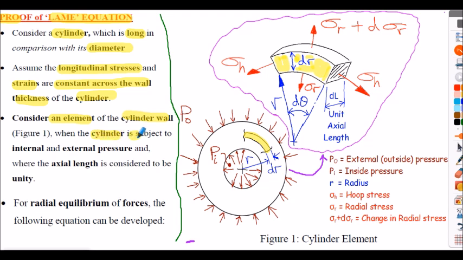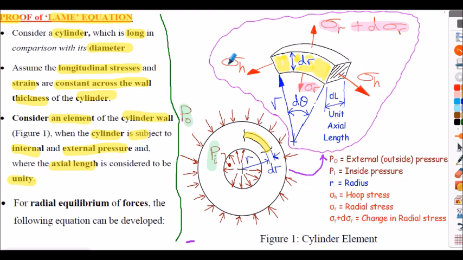When the cylinder is subject to internal and external pressure, and where the axial length, the length here, is unity. So here's our situation. We have an internal pressure Pi and an external pressure Po. We're considering a small elemental strip of the cylinder wall here, that's shown up here. And we've got some stresses applied to the wall. In the radial direction, on the inside surface, we have the radial stress, and then a distance dr further out, we have the radial stress plus the slight change in radial stress. And d sigma r is indicating a very small change in the radial stress.